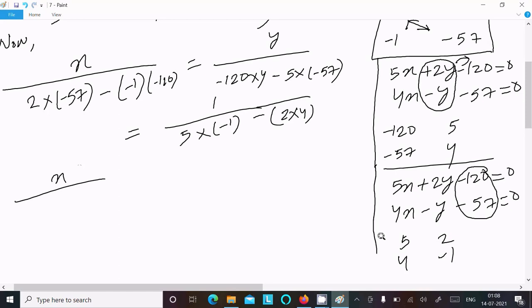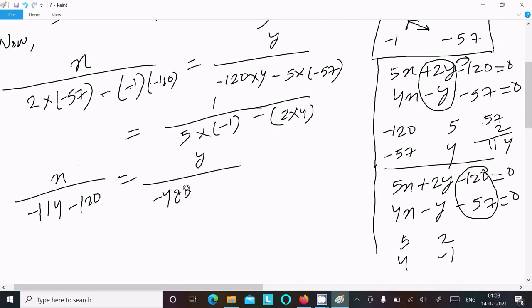So here 57 into 2 is 114, plus 120 is 234. Minus minus plus, so it becomes thereafter minus. Here it becomes minus 234. Thereafter write the y part: minus 120 into 4, minus 480, thereafter minus minus plus, and 57 into 5 is 285. So 285 minus 480. Then 5 into minus 1, that is minus 5, and here minus 8, minus 13.